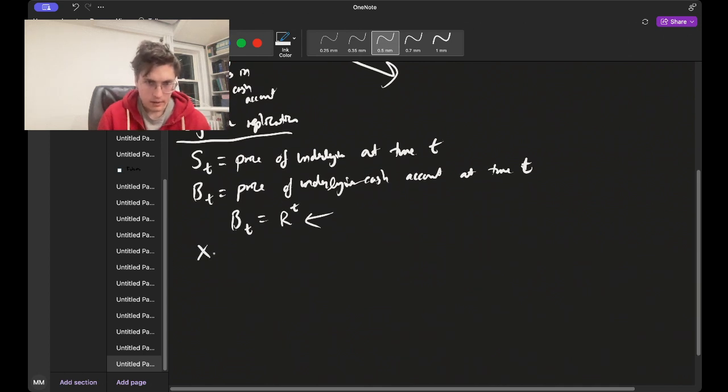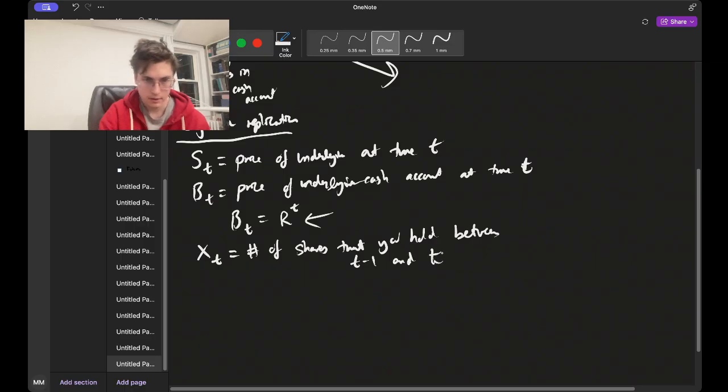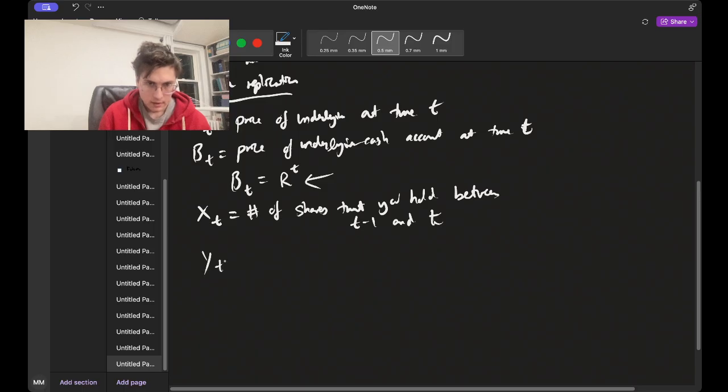So then I'll also introduce X_t. So what is X_t? X_t is the number of shares that you hold between t minus 1 and t. Notice it's t minus 1, so it's the previous, okay? And then Y_t is the number of cash account units you hold also between t minus 1 and t.